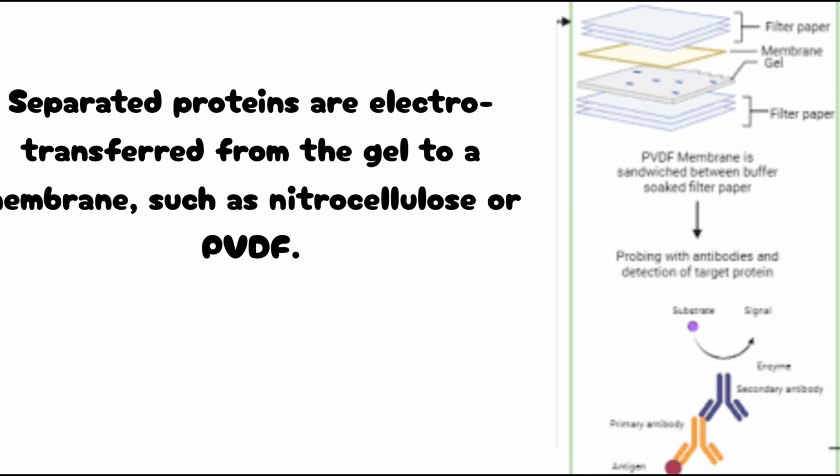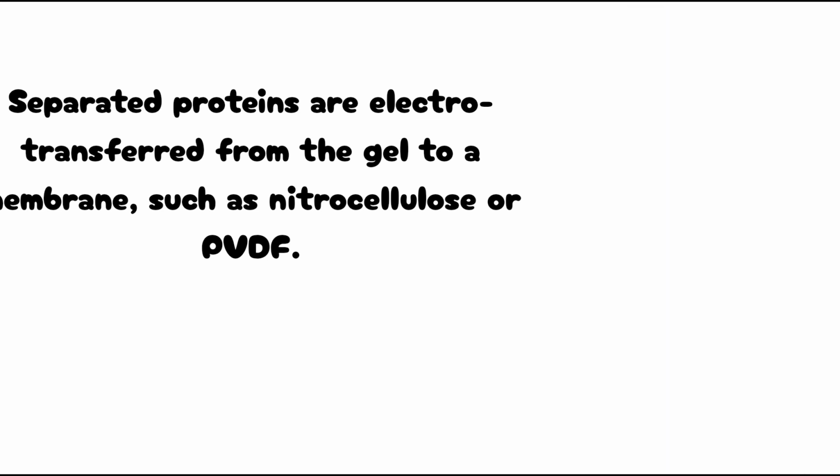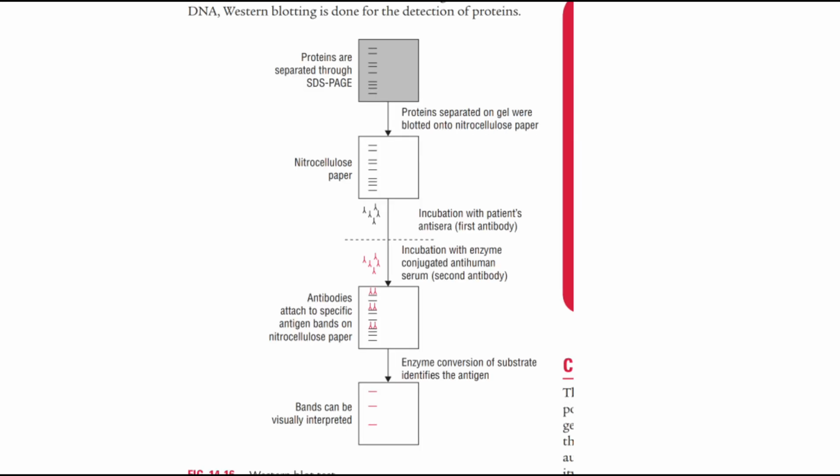Then transfer to the membrane. The separated proteins on the gel are blotted onto a nitrocellulose or PVDF membrane using an electric field. This step makes proteins more stable and accessible for antibody binding.